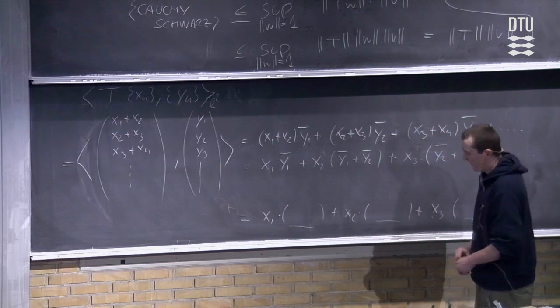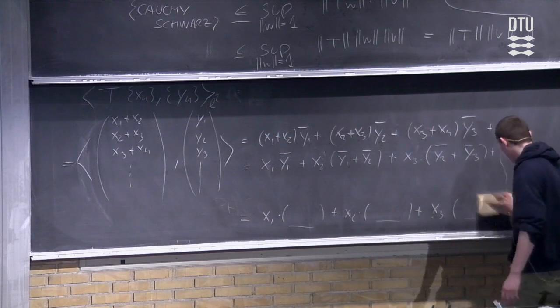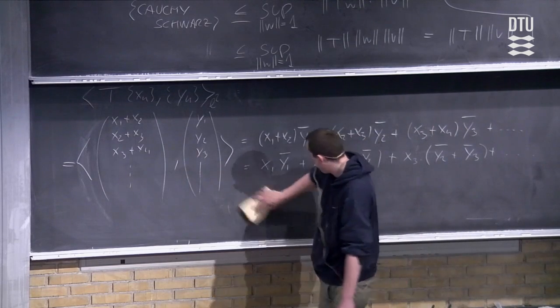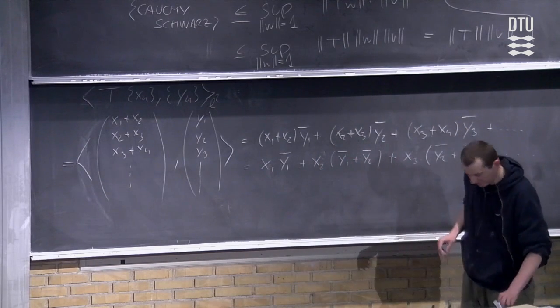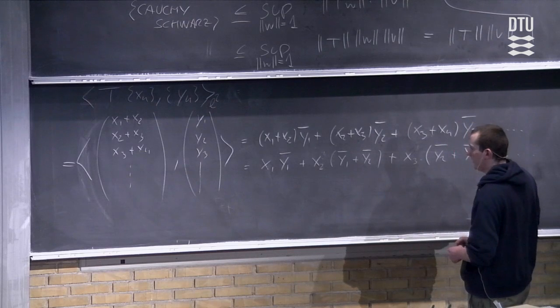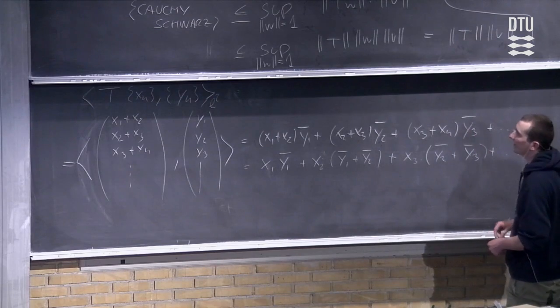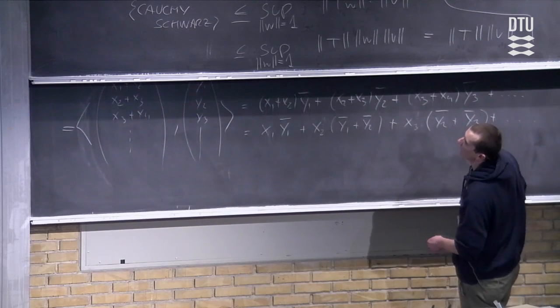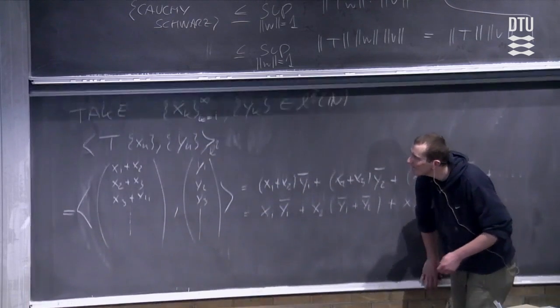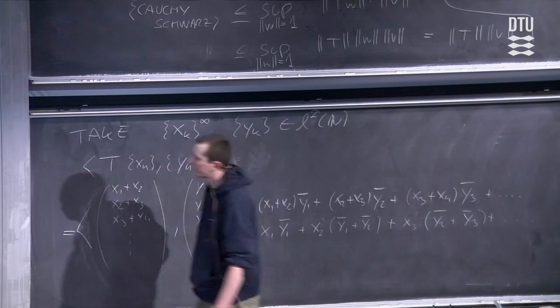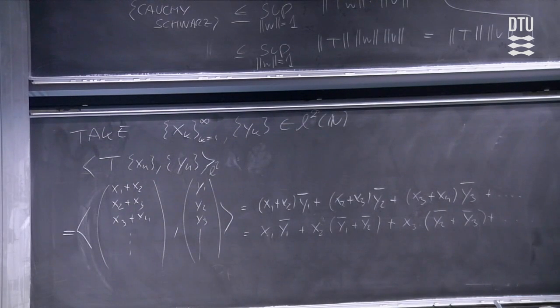Okay, so now we know how our T star looks, because T star is whatever we have here on the right-hand side. I don't want to wipe that away. Do we still need the proof of the linearity? I don't think so.